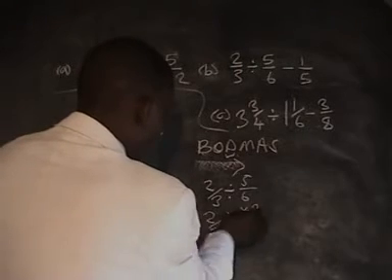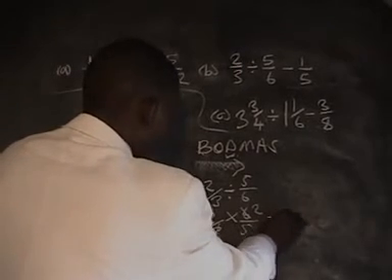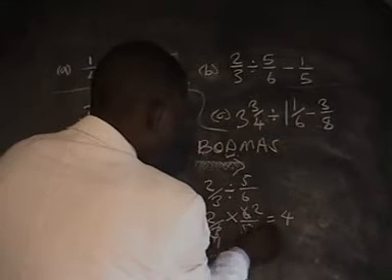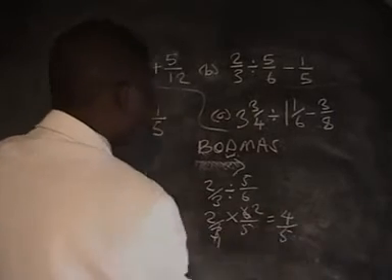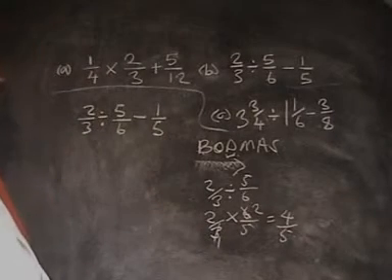Then from there, 2 multiplied by 2, you get 4. And 1 multiplied by 5, you get 5. So it is 4 over 5. I'm sure that is understood.